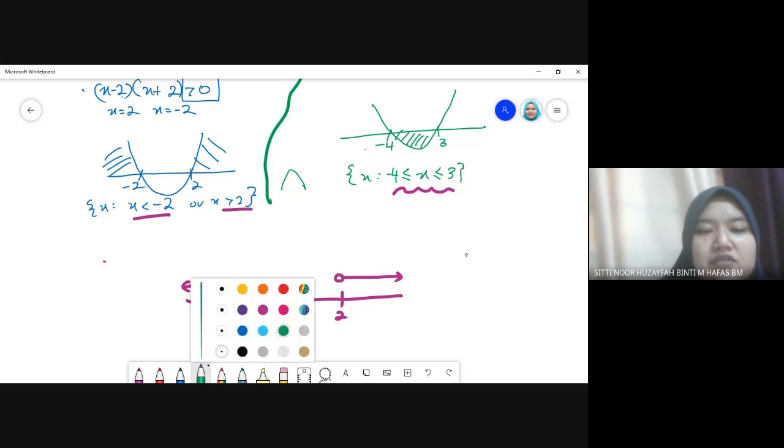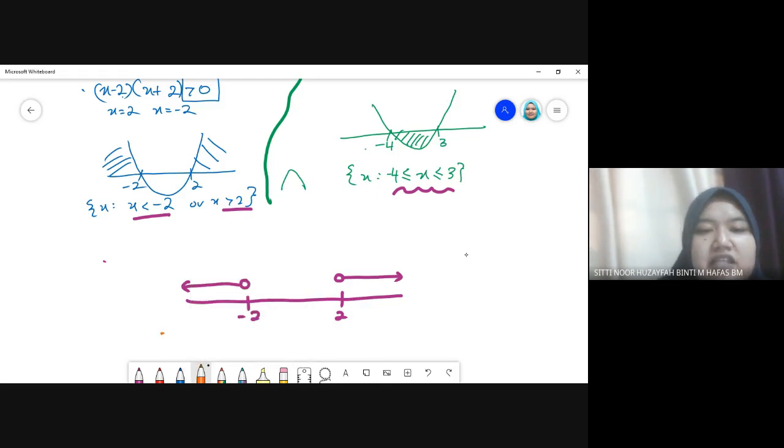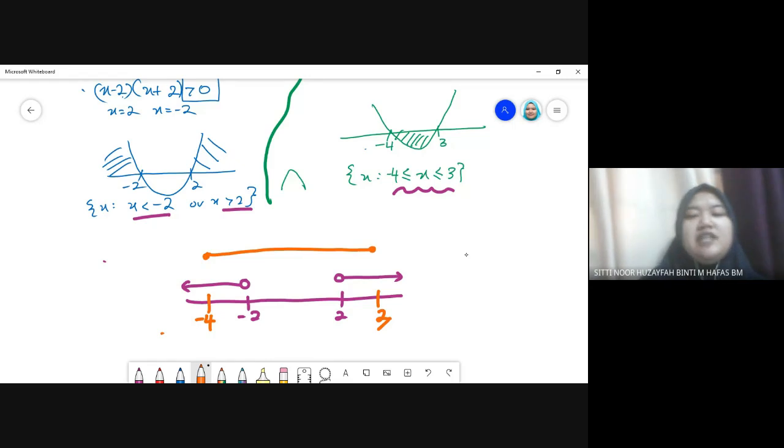So saya pilih warna oranye lah. -4 kecil daripada -2. Satu lagi 3 besar daripada 2. Betul tak? Sini 3. So set dia dot sebab ada equal sign. So kita buat titik. Yang tadi tu bulat, ni titik. So ini kita punya set yang kedua.